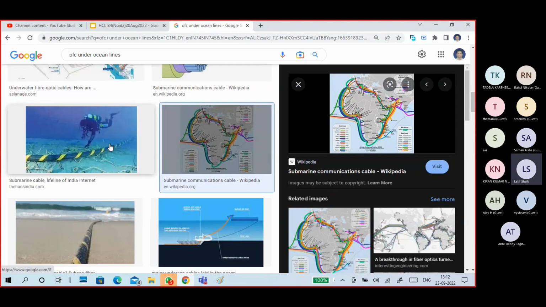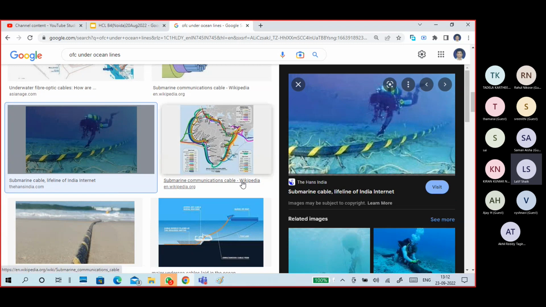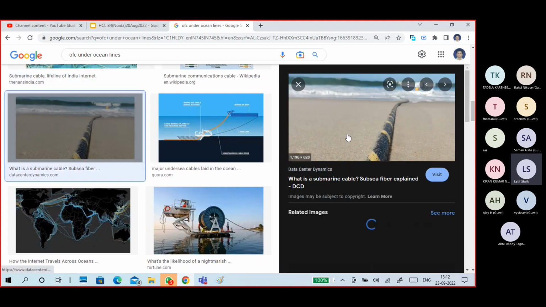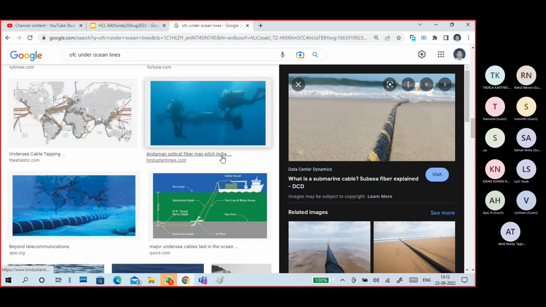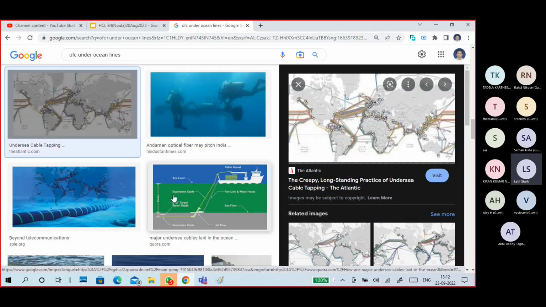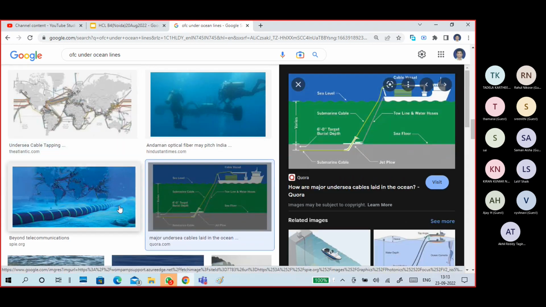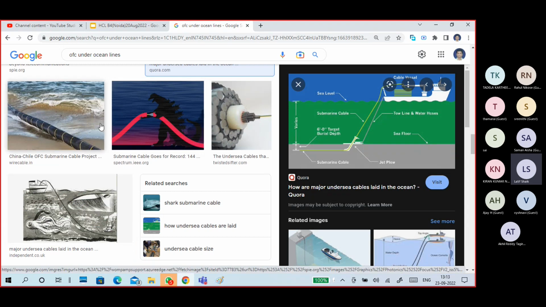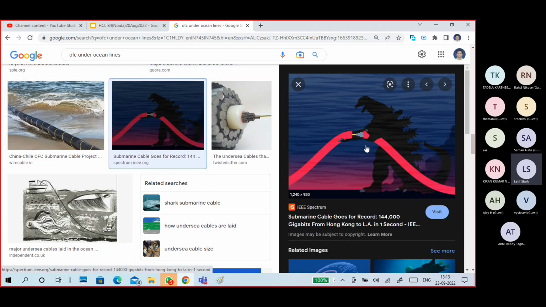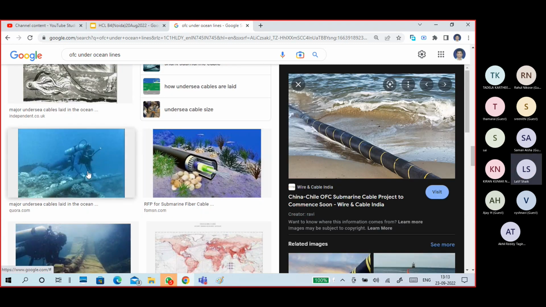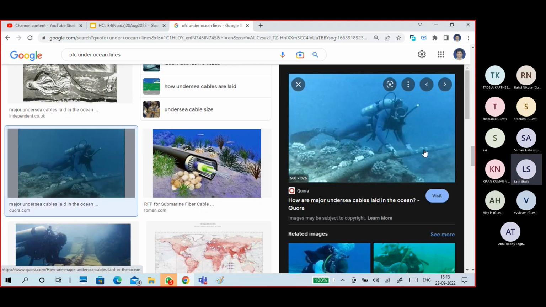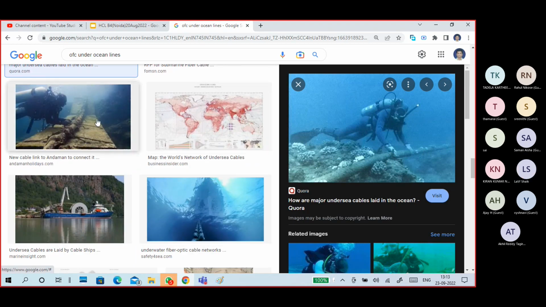They use submarines to install these cables. It is outside of this ocean, so it is the cable from that sea to shore connections. So it is also people having certain jobs. They will go and check the cables under oceans. They will check how the cable is there and whether any damage has occurred.